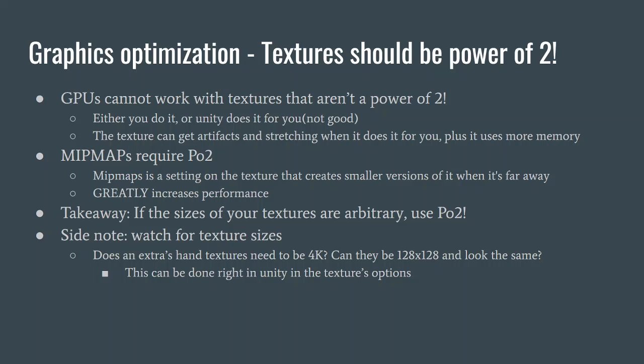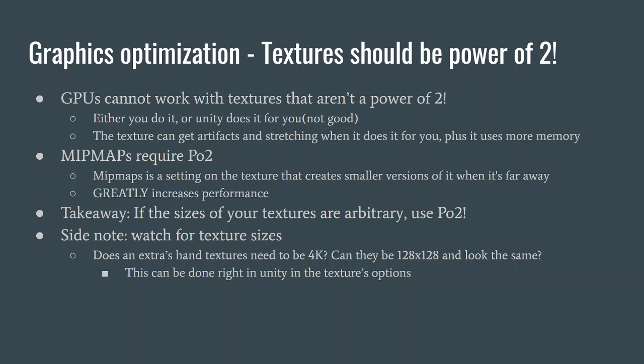And it greatly, incredibly increases performance, because if you have a guy's eyeball or something like that, it might look awesome close up, but it doesn't need to be a massive texture from 100 feet away. It can be automatically toned down with a MIP map system, and all that it requires to do that is a power of 2 on the texture. That's all it needs. So it's pretty simple, but just something to keep in mind. So the takeaway here is, if the size of your textures is arbitrary, always use power of 2.